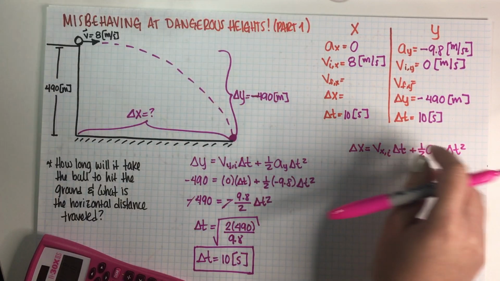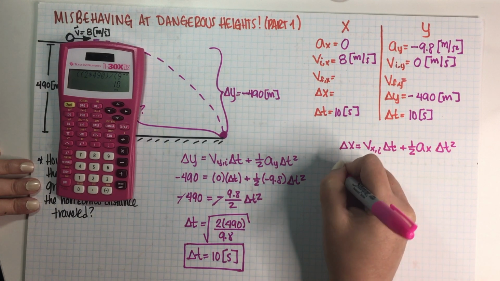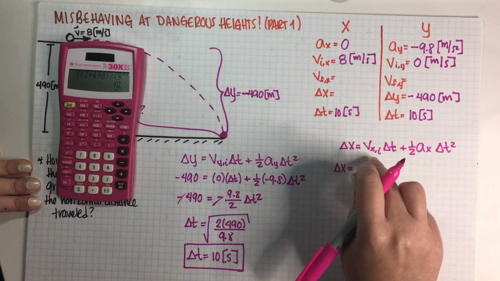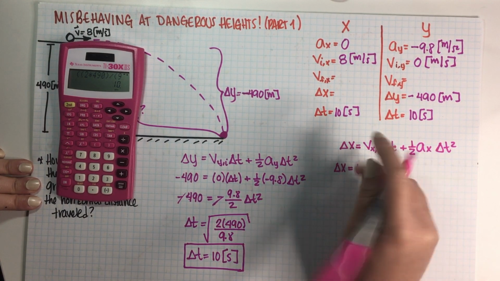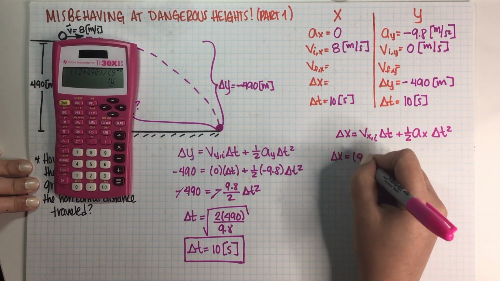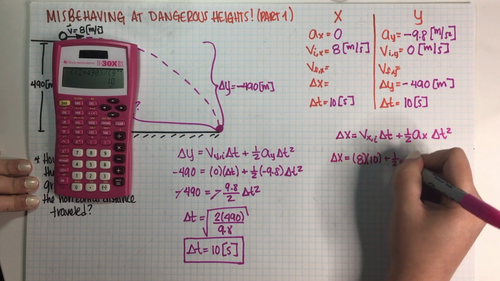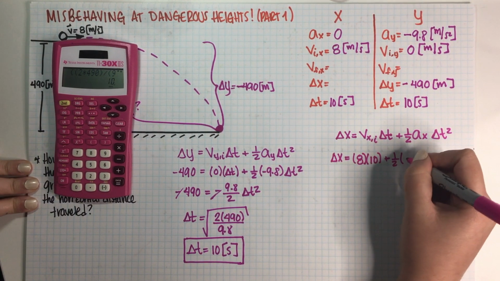All right, so let's see. I'm just gonna substitute the numbers. So delta x is equal to initial x. That would be 8 meters per second. Remember, we're working on x now. Delta t is 10 seconds plus 1/2 acceleration. Oh, acceleration is equal to 0.